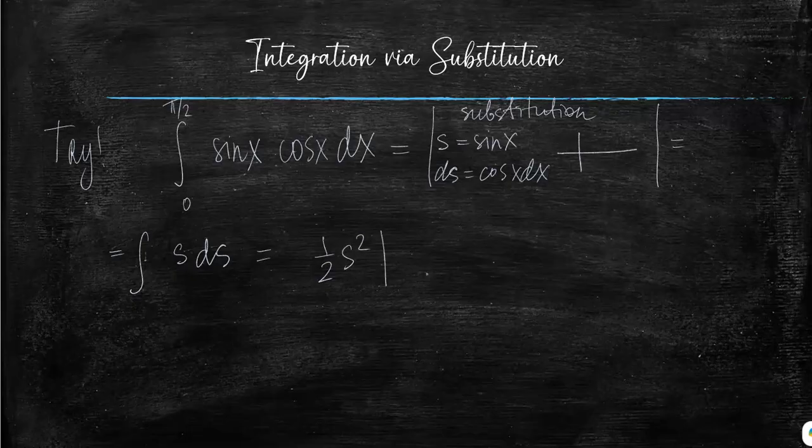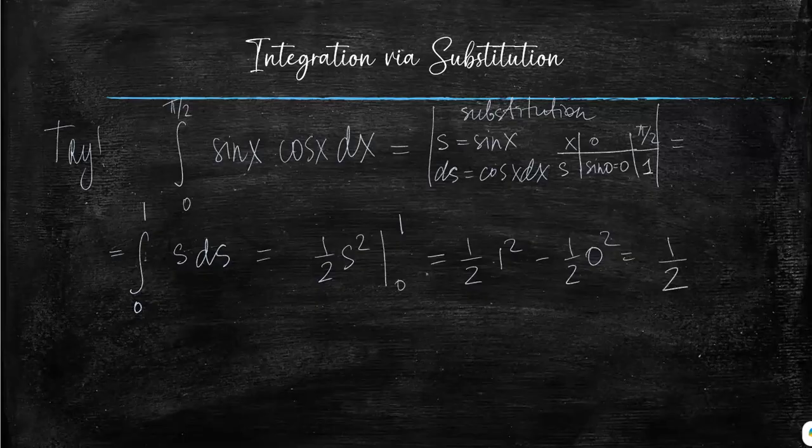So let's do the change of limits right here. When x is 0, what is t or s equal to? Well, s is going to be equal to sine of 0, which is 0. And when x is equal to pi over 2, what is sine of pi over 2? 1. So now we know the new limits of integration are from 0 to 1. We can finish this problem. So the final answer is 1/2. All right, let's move on.